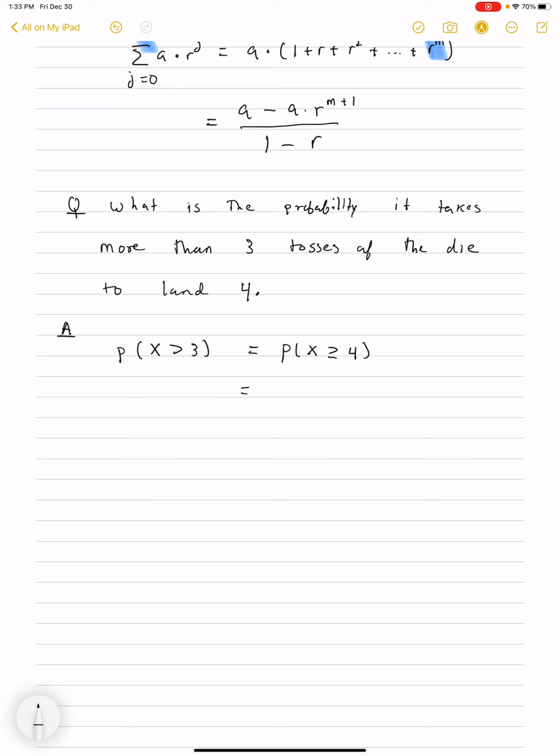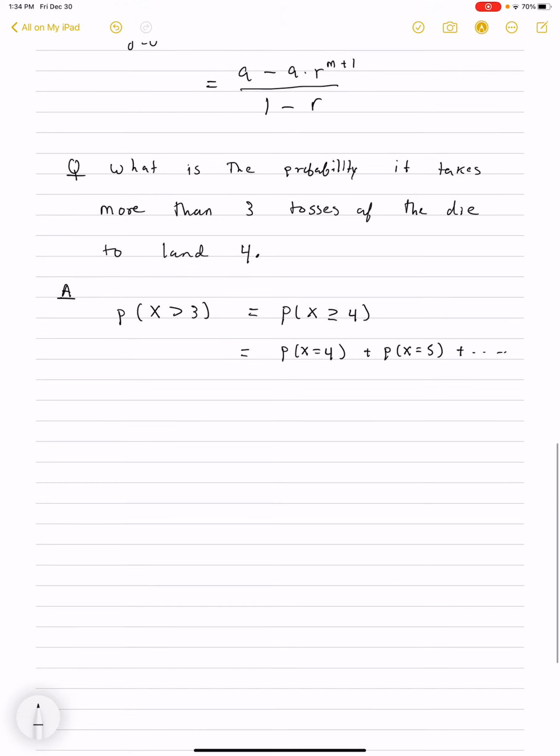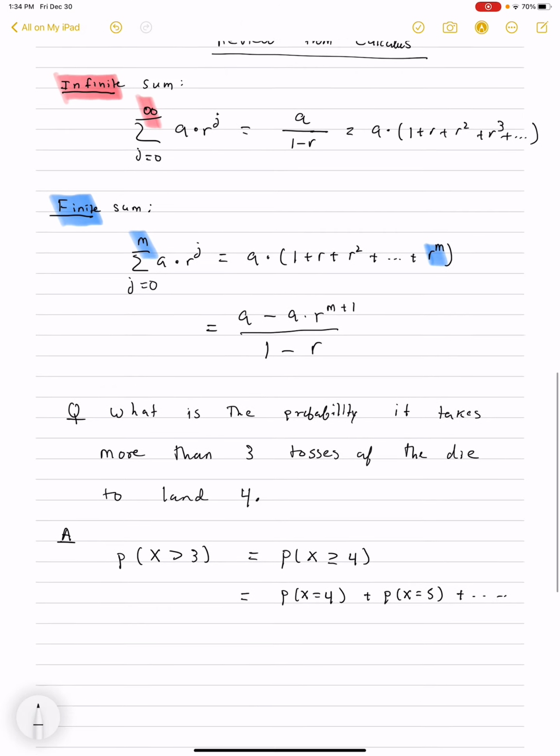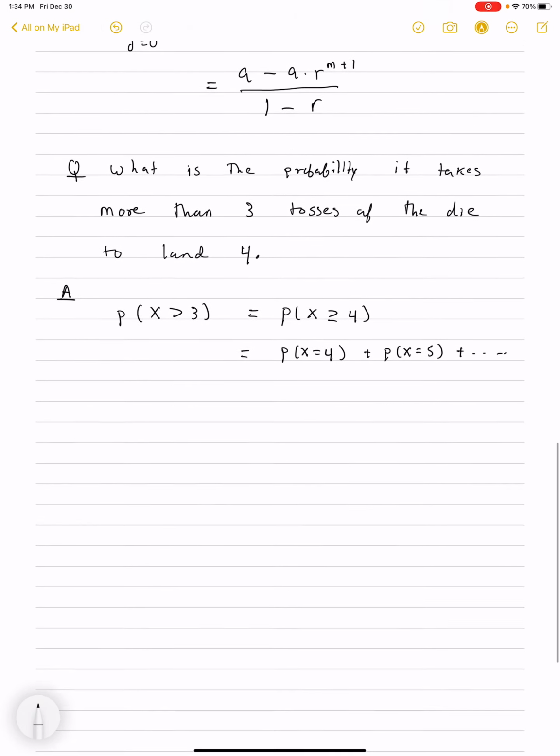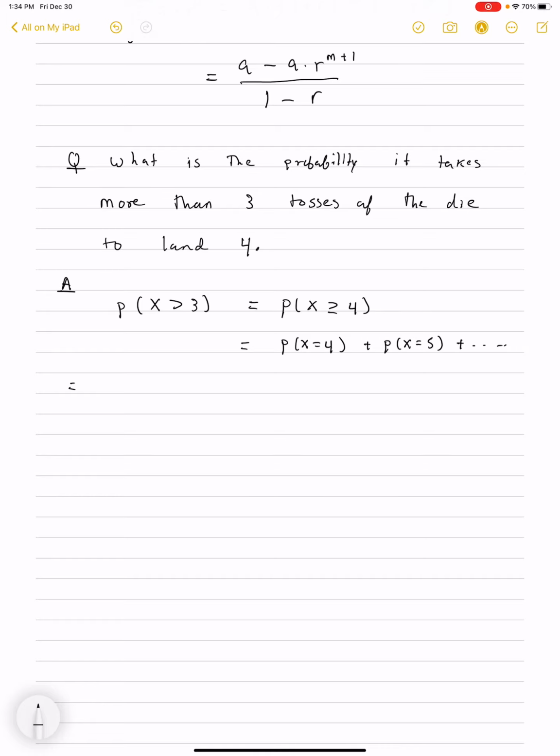So x being at least 4 will start with P of x equals 4 plus P of x equals 5, and it continues infinitely, because it could take a lot of tosses of the die to land on 6, potentially never landing on 6, or requiring a really large number, and that really large number keeps going. So we have this infinite sum. So I kind of gave it away. We're going to use that infinite sum formula. But first, let's calculate each of these probabilities.